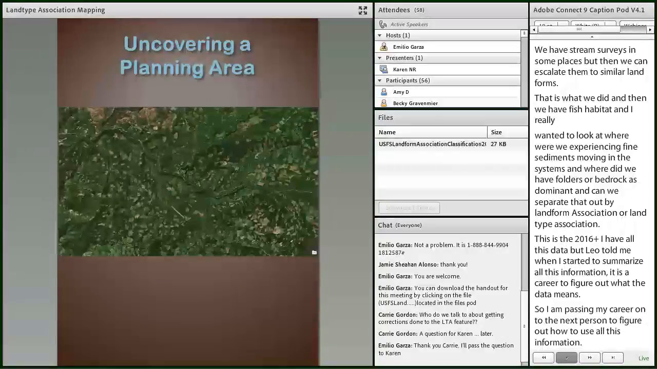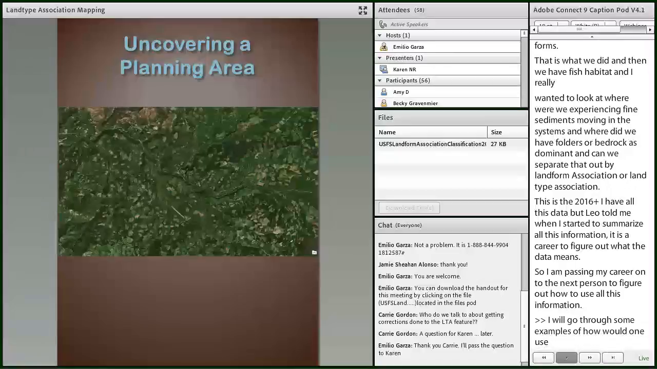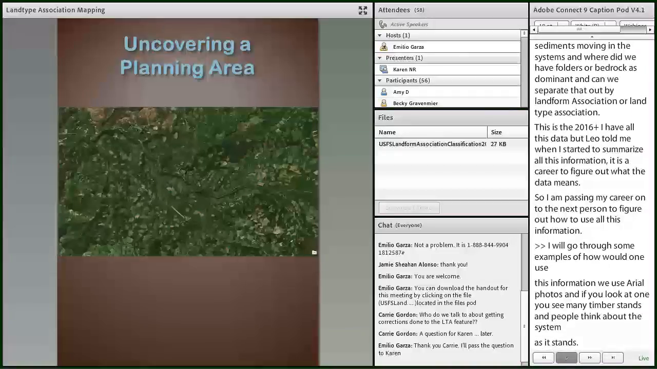So traditionally we use aerial photos. We have better, more advanced tools than that. But if you look at an aerial photo of the National Forest, you see many timber stands. And some people just think about the system as stands and don't really look beyond. They don't maybe feel a need to look beyond because that serves their needs.